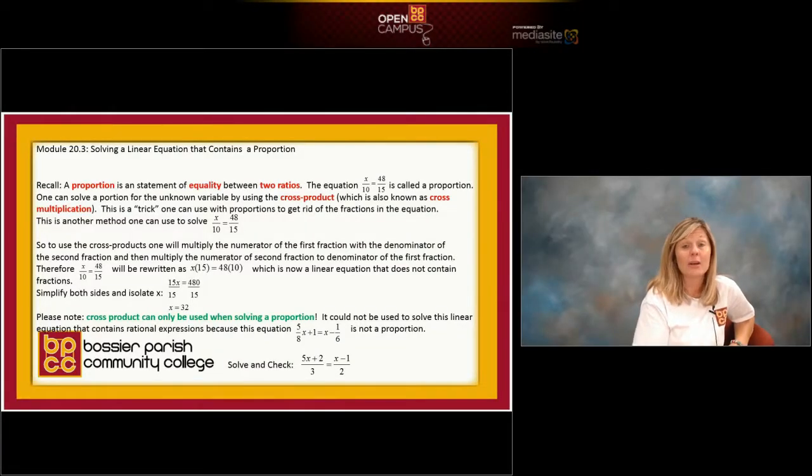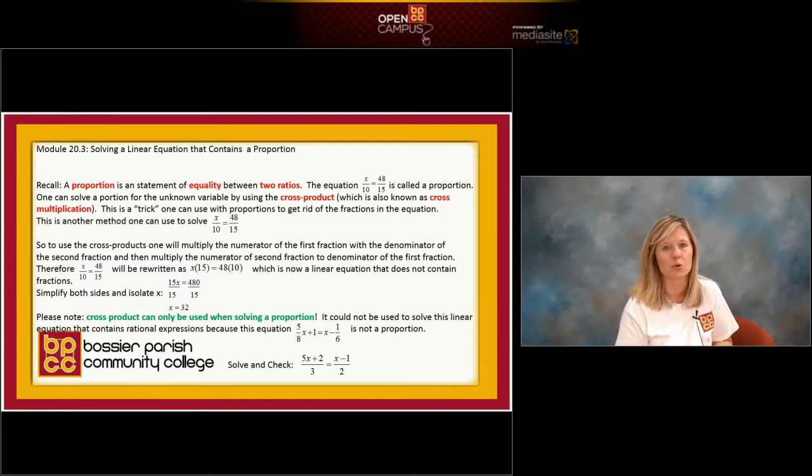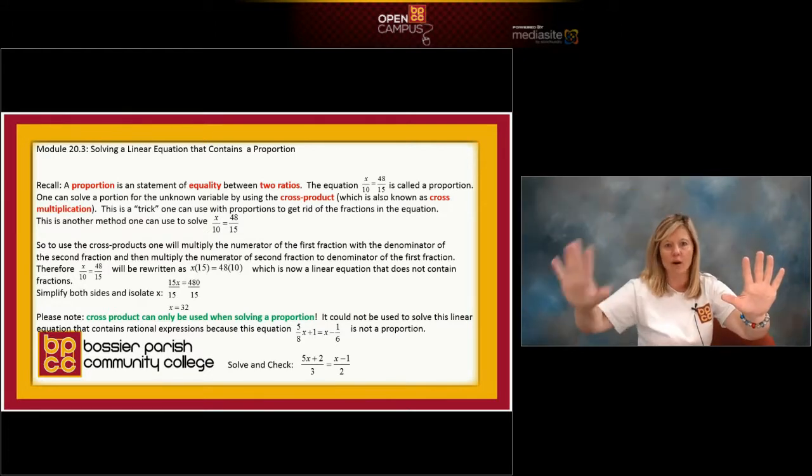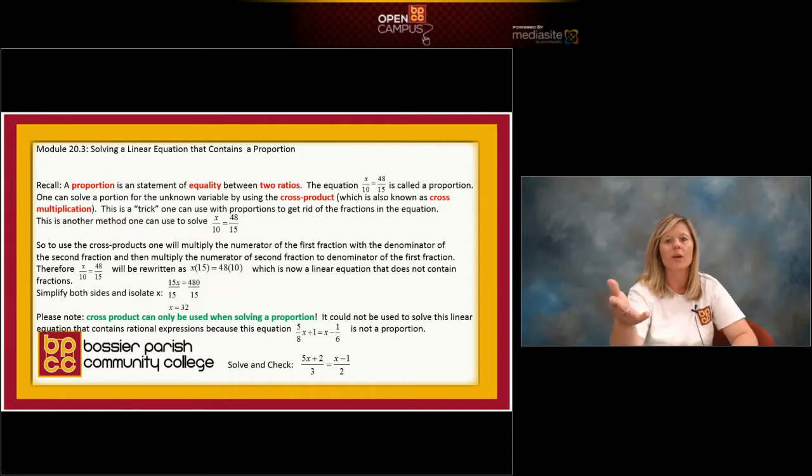Welcome back. In this module we want to talk about solving a linear equation that is a proportion. We talked about the definition of proportion from elementary school. A proportion is an equation where on the left side you have one fraction and on the right side you have one fraction, and they equal each other. So if you look at your PowerPoint, I have the equation x over 10 equals 48 over 15.